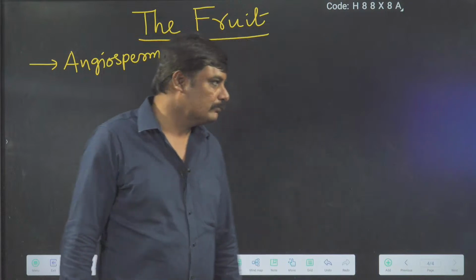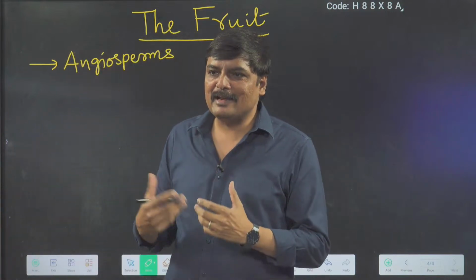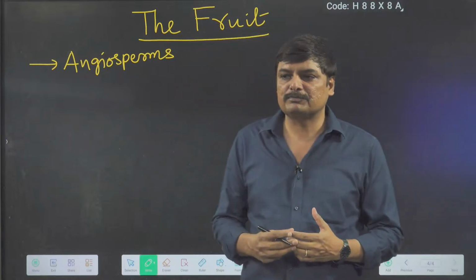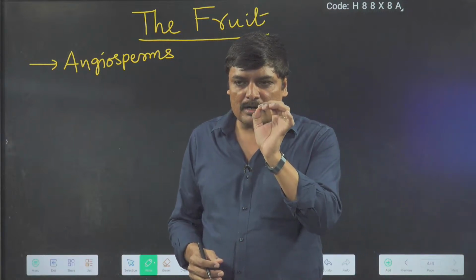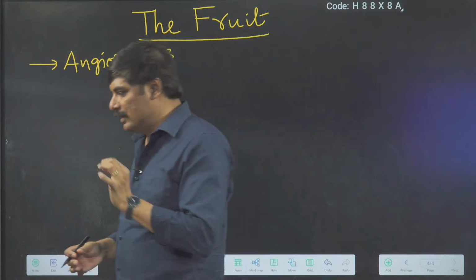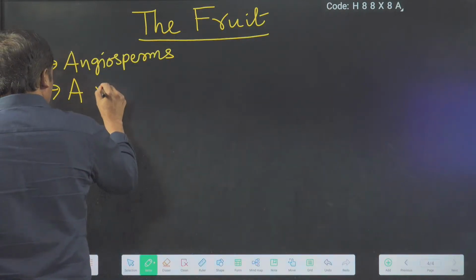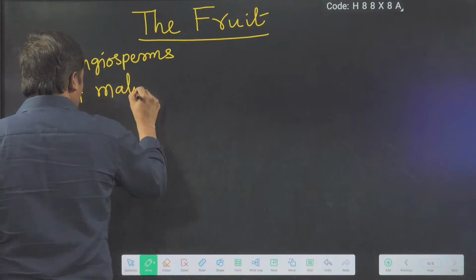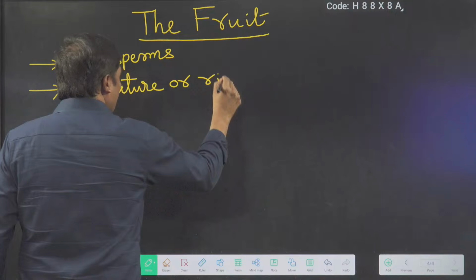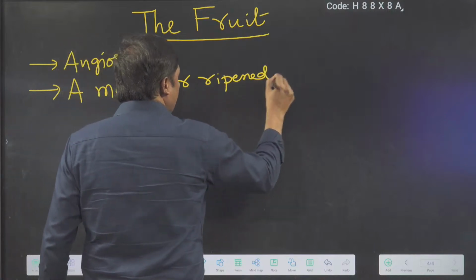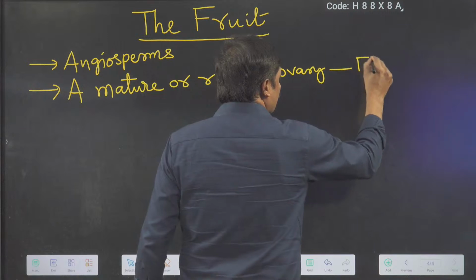Then, what is a fruit? In botanical language, what is a fruit? A mature or ripened ovary is known as a fruit.